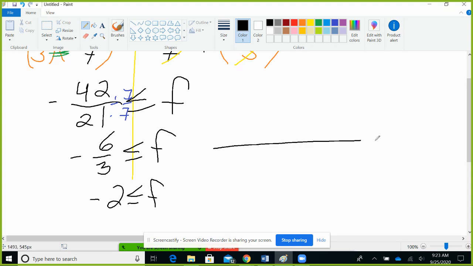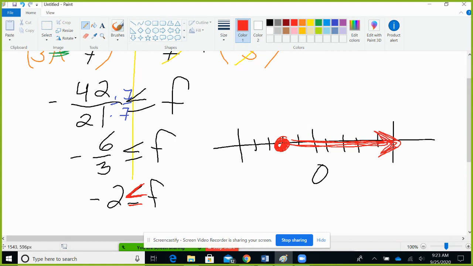Now, I want you guys to pay attention to how this is written, how this is drawn on the graph. Negative 2 is less than or equal to f. The alligator is eating the f. That means f is larger. So if I go to negative 2 and I fill it in because it's equal to, f is larger.